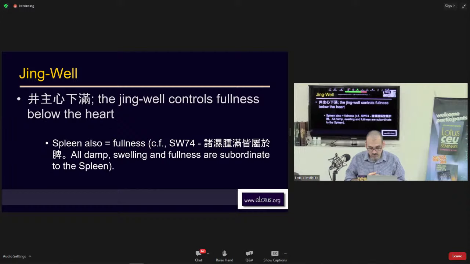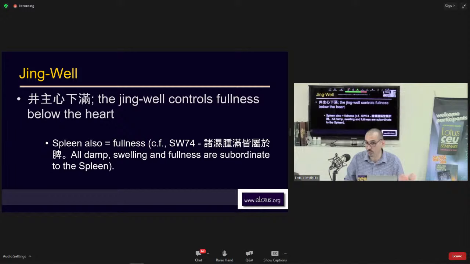So the first thing we have here is the Jing Well points control fullness below the heart. So the Jing Well points reflect wood. And if you go back and read the commentary to Nanjing 68, and Professor Unschuld has a wonderful translation of Nanjing with commentary, it's important you read the commentary as well. So Nanjing 68 gives us this line, and then the commentary says the Jing Well points go with wood.